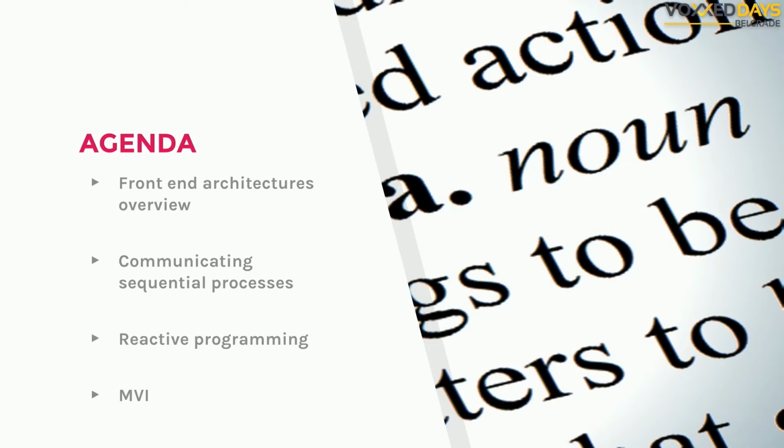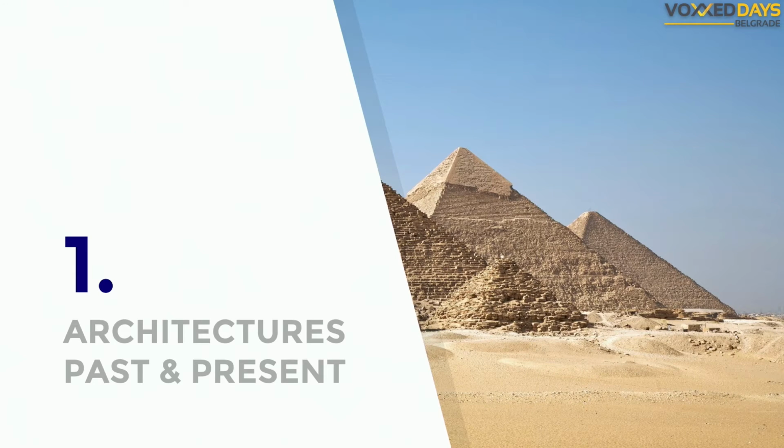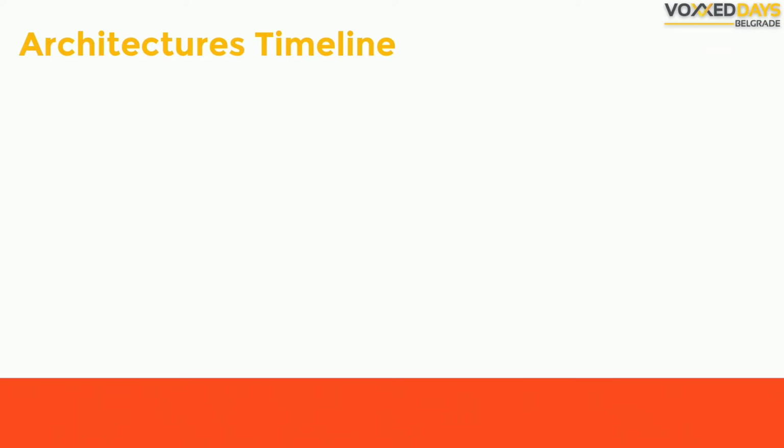So today we are going to cover, first of all, an overview of the current situation of front-end architectures. We will talk briefly about communicating sequential processes. We will introduce reactive programming. And we will close the day with model view intent, that is MVI. This new architecture, completely reactive, and probably one of the first for the reactive world.